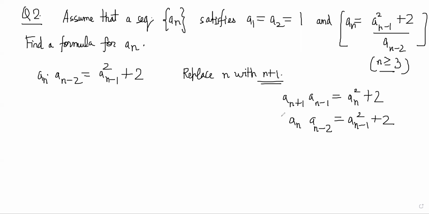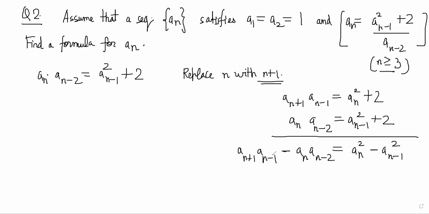So if you subtract these two equations, what happens? a_{n+1} a_{n-1} minus a_n a_{n-2} is equal to a_n² minus a_{n-1}². The 2 gets cancelled. We are basically subtracting the two different versions of the same recurrence. We are getting this, and we will bring the a_{n-1}² term on this side, and we'll take this term on that side.